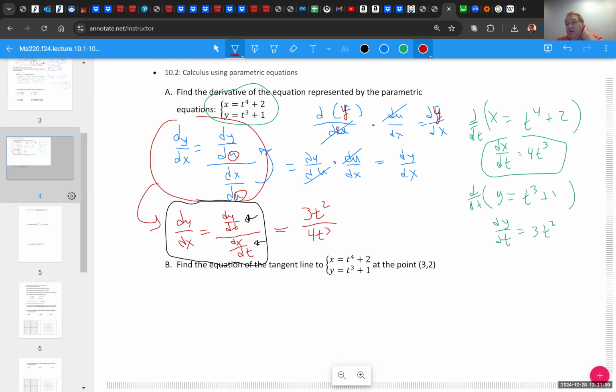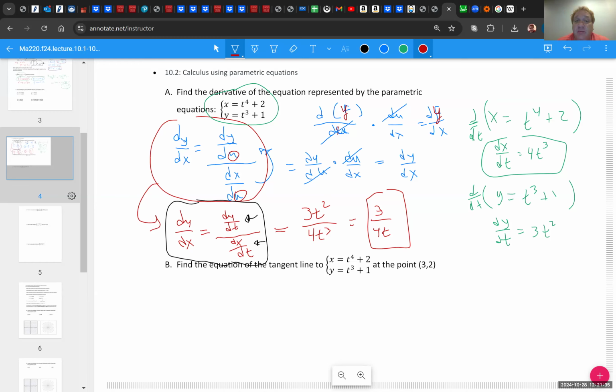So that's the dy/dt over dx/dt. And it looks like we can simplify this a little bit to be 3 over 4t. So our dy/dx is expressed also in terms of this parameter. dy/dx is 3 over 4t. And that's how you can find the derivative of a function when it's actually being represented by parametric equations.